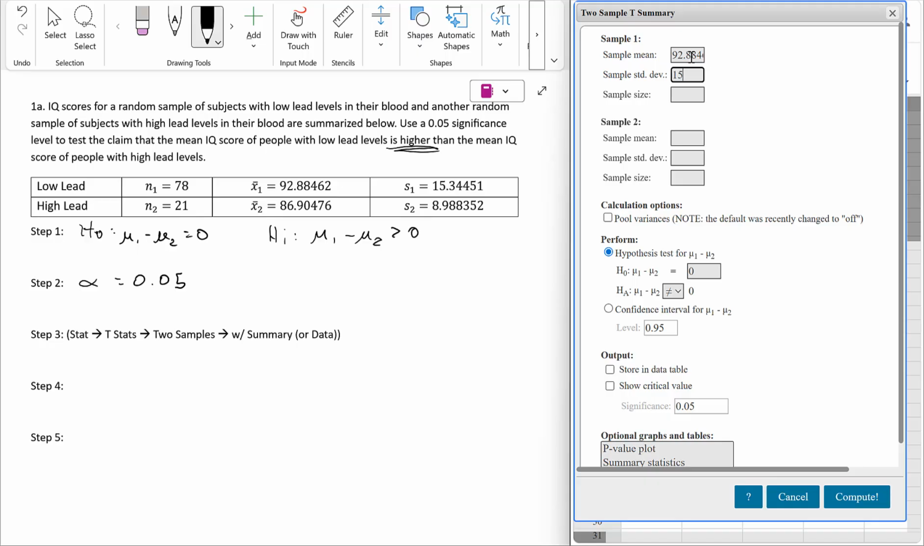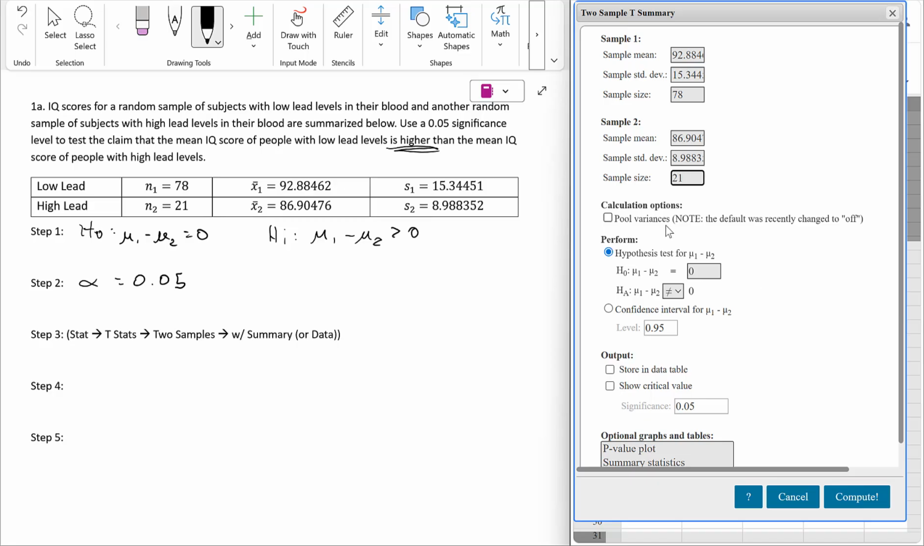Standard deviation 15.34451, and my sample size for that first group was 78. For sample 2, we got a mean 86.90476, standard deviation 8.988352, and sample size of 21.